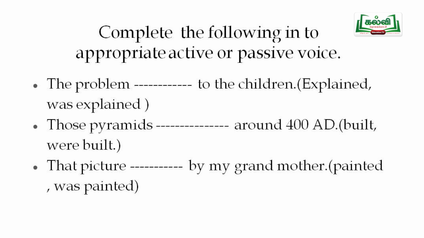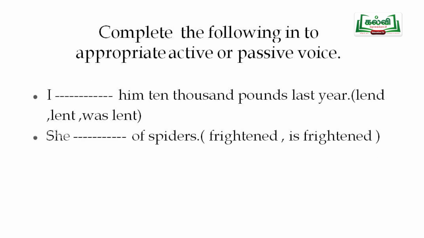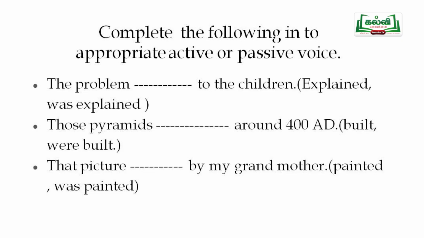Here in this exercise, I gave you 5 examples. You have to fill the blanks with appropriate active or passive voice. Read the sentence carefully, and after each sentence I have given you 2 options. You have to select any one from the option. Okay. The problem dash to the children. Explained, was explained. எது வரணும்? Was explained ஆ explained ஆ?